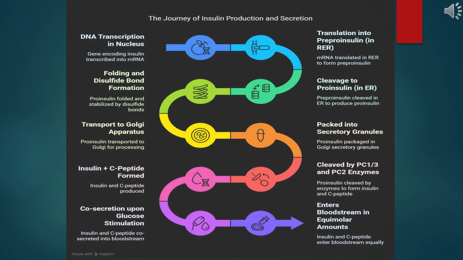Now let's see how the journey of insulin production and secretion takes place. The insulin gene is first transcribed into mRNA, then it's translated into pre-proinsulin in the rough endoplasmic reticulum and processed into proinsulin. Next, in the Golgi apparatus, it's packaged and enzymatically cleaved into insulin and C-peptide. Both are secreted together into the bloodstream in equal amounts, or equimolar amounts.